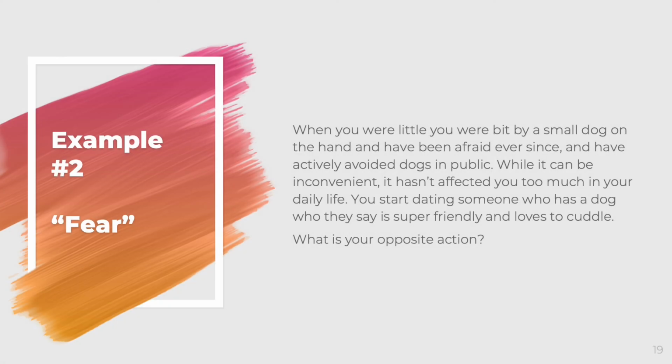When you were little, you were bit by a small dog on the hand and have been afraid ever since and have actively been avoiding dogs in public. While it can be inconvenient, it hasn't affected you too much in your daily life. You start dating someone who has a dog who they say is super friendly and loves to cuddle. What is your opposite action?